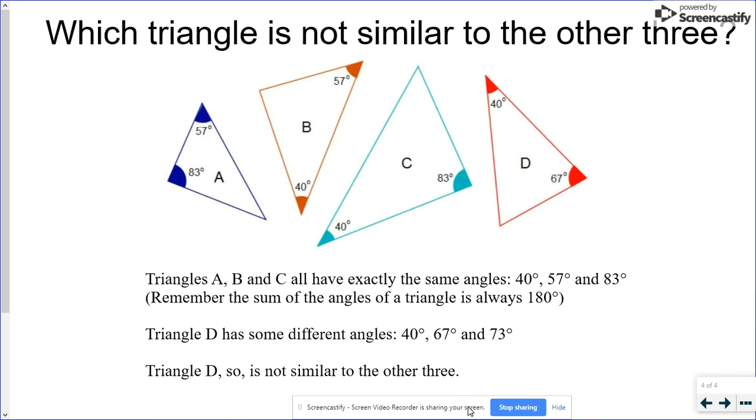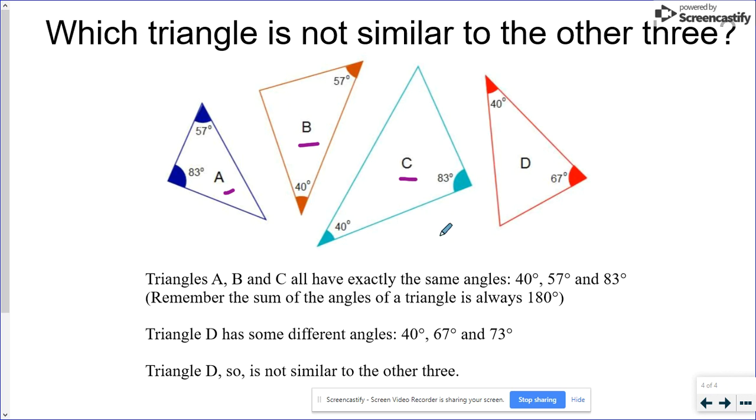So I hope that you had a minute to take a look at it. And what you'll see here is that triangles A, B, and C have all the same angles. The angle measures are 40, 57, and 83 degrees. Now you can see on all of them there is one that's missing, but there is something that you should remember about triangles, and that is that the angle measures of triangles always have to add up to 180 degrees. So that's what we're looking at here.